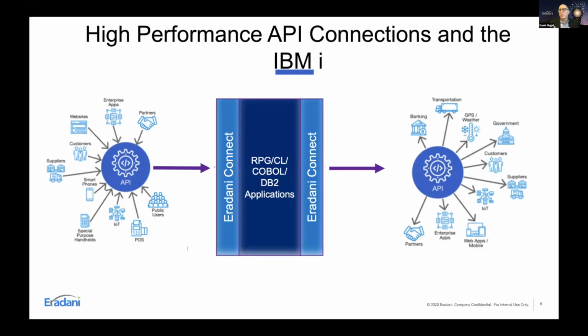And that's really what Eradani is in the business of doing. We're in the business of helping people take advantage of this, to give you these very, very high-speed connectors to and from your IBM i, so you can call into the IBM i very easily from open source, and you can call out from your IBM i very easily to open source or to other kinds of functions.